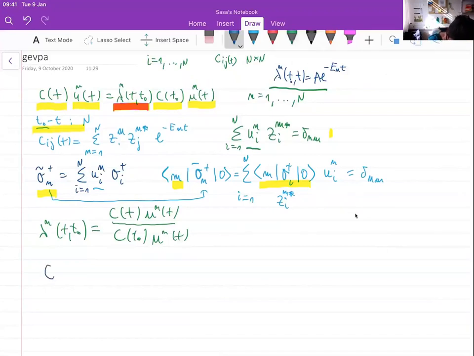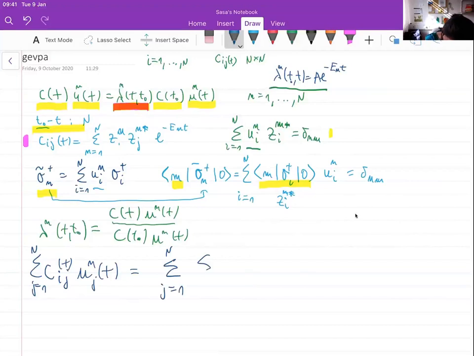Sorry, yes, the numerator. The numerator is, I put the indices back. C is a matrix, and u is a vector, and I sum over all j from 1 to N. Okay, we insert the correlation matrix, which is written here. J equals 1 to N, and then we insert this correlation matrix.